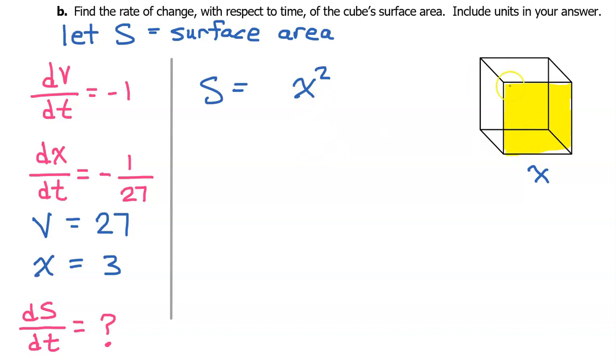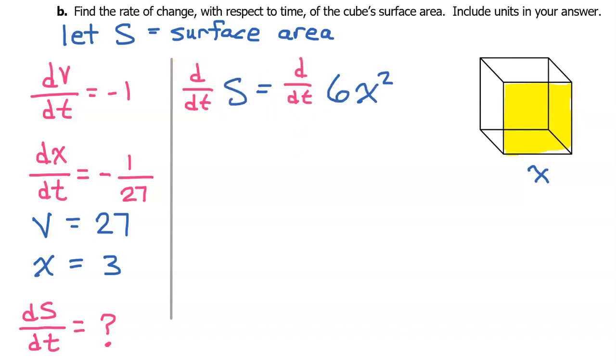So it's just a matter of how many faces there are on a cube. Well, think about a die, a six-sided number cube. There are 6 of these: 4 faces around the sides plus the top and the bottom. So we will just multiply this by 6, and now we have the surface area formula. Let's take the derivative of both sides and see what happens. On the left side, we just have dS/dt. And that is what we are looking for, so that is pretty important.